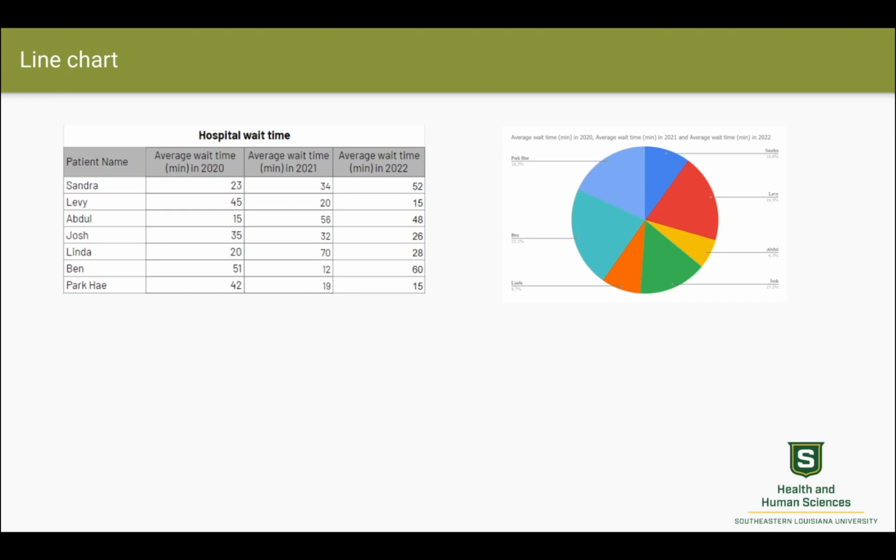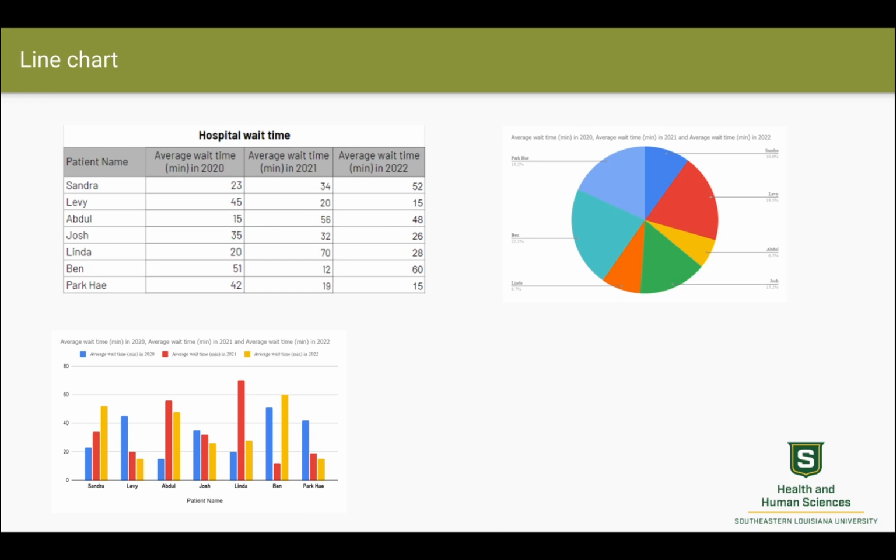As you can see, the pie chart is only seeing one variable, which is the wait time in 2020. All other variables, that is 2021 and 2022, the pie chart is not seeing them. So this is a way of showing you that the pie chart doesn't do a good job of handling multiple variables.